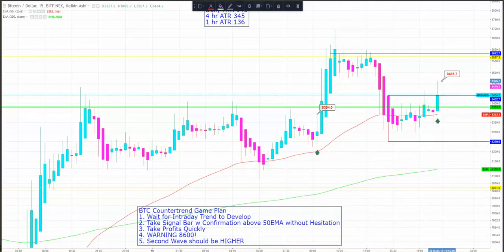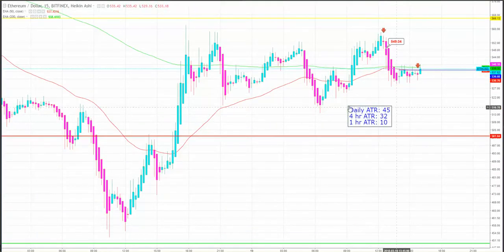So let me show you Ether. So Ether, as you can see, the intraday trend never develops to the upside. So even though the price is going higher and higher and higher, what's happened is that over the last almost a whole day, it's been channeling. That's one of the reasons why the 50 never crossed the 200.